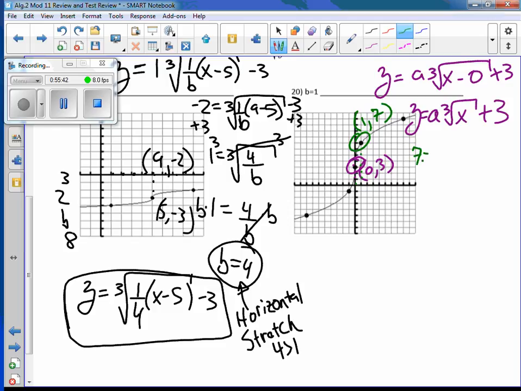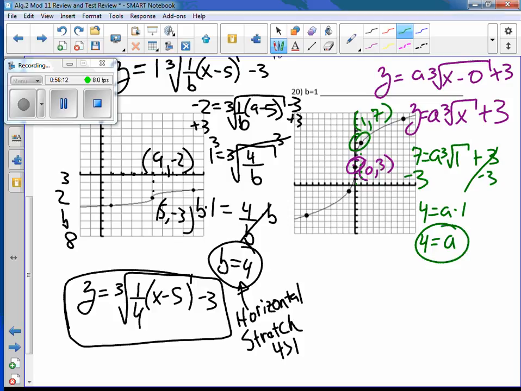So it'll be 7 equals a, the cube root of 1 plus 3. And let's go ahead and solve. So we get 4 equals a. Now I'm going to show you this because it may not always happen, and this will help you. It just so happens that by accident we got a 1 right here underneath the cube root. The cube root of 1 is 1, which makes it nice, and so a equals 4.